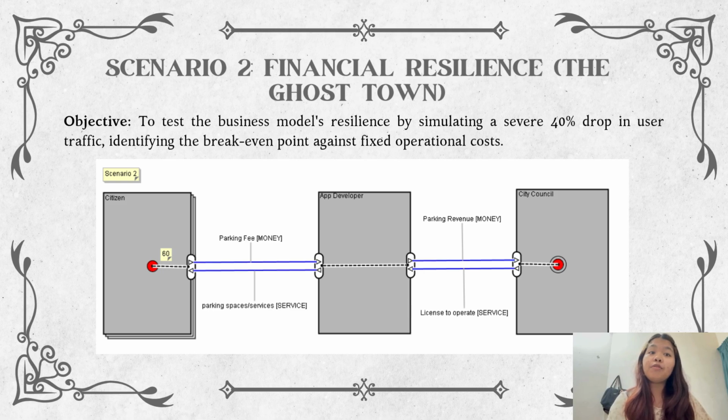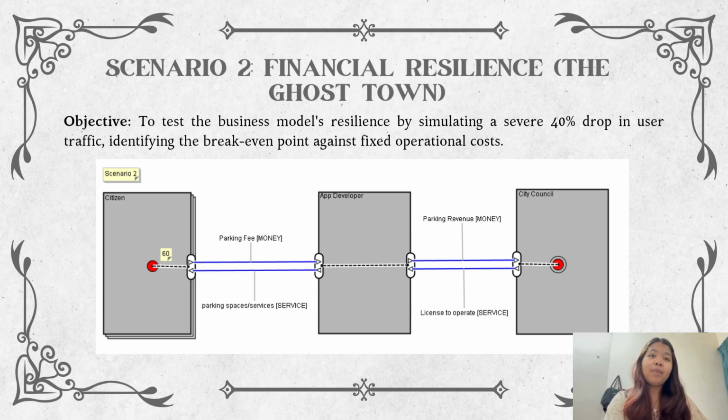So I'm going to present scenario 2, financial resilience. The purpose of this scenario is to test whether the Pay and Go business model can still survive when user traffic drops significantly. In this case, the scenario is called the ghost town because of a drop of 40% in the original users, where only 60% of the original users are still using the parking service.